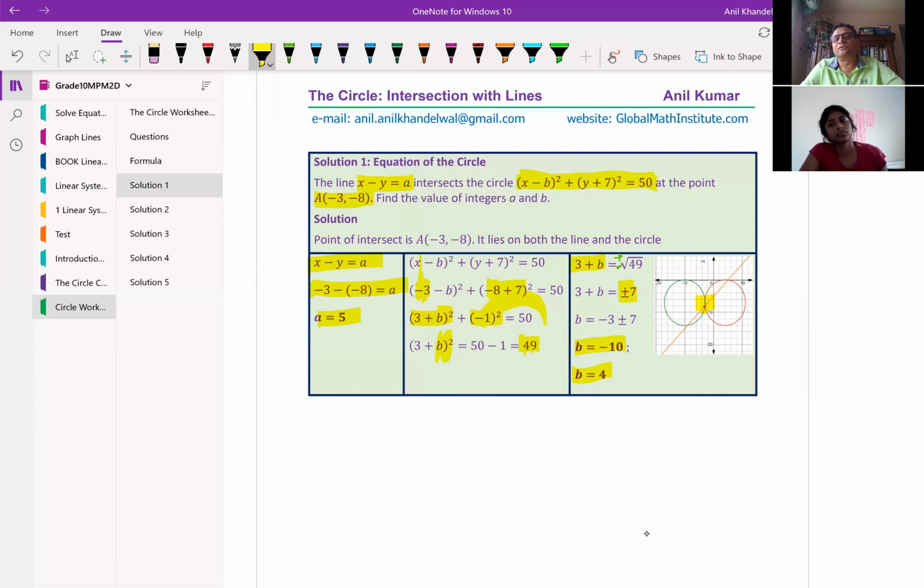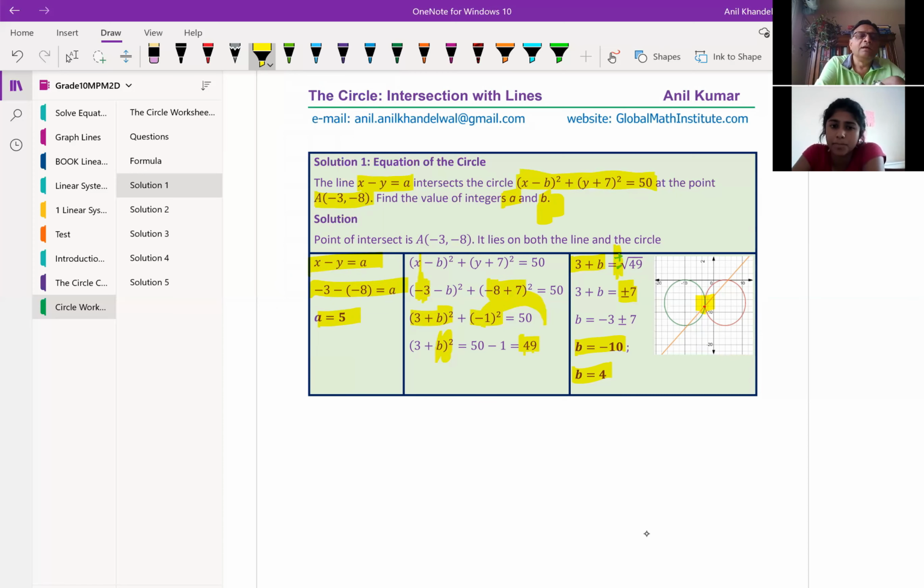Since we have two values for b, you can clearly see that we have two circles. Did you get this idea, right? So now we have two circles to work with, and the diagram illustrates that particular thing, correct? So find the integer values of a and b. Remember, you could have two values of b, and if you write just one value, you may lose some marks even for such a simple question. Is that clear to you? So remember, whenever you have to take a square root, take both plus and minus into consideration.